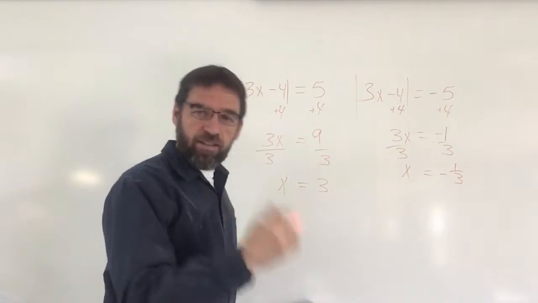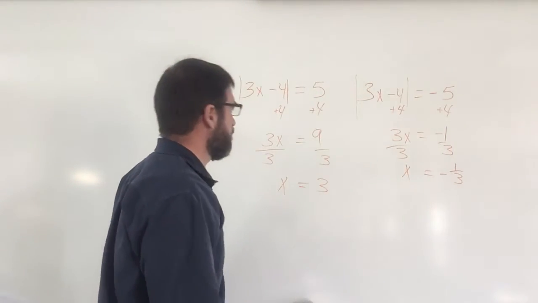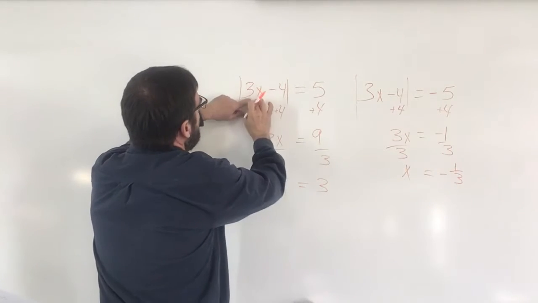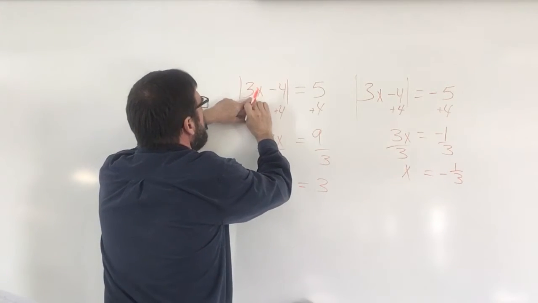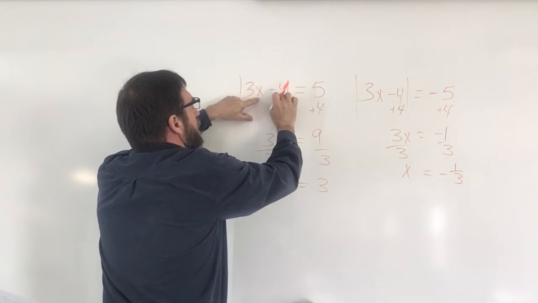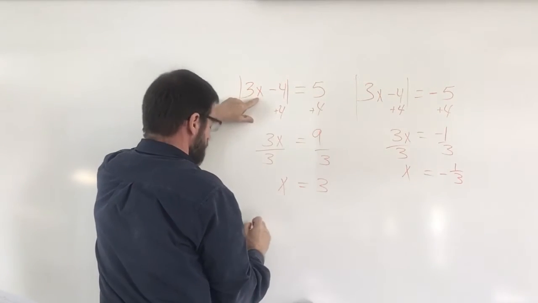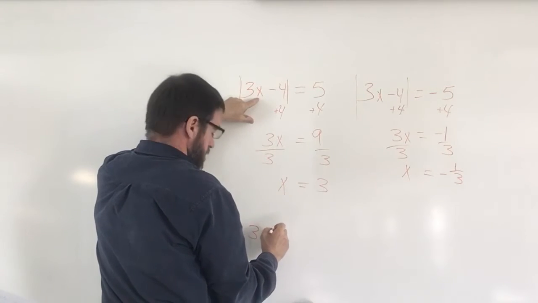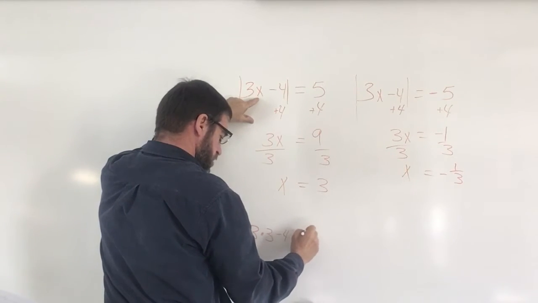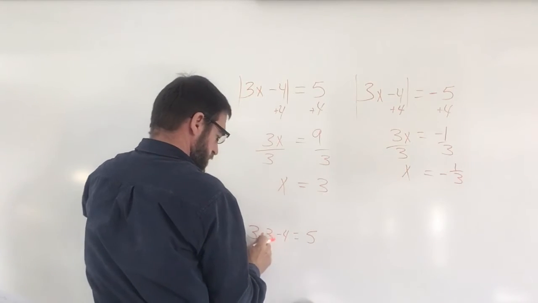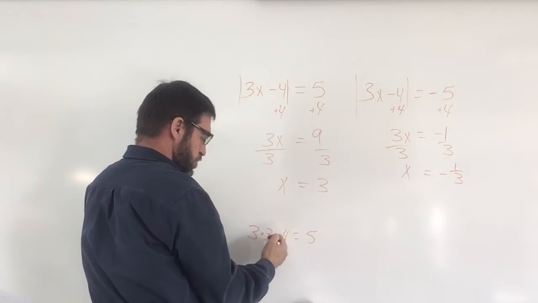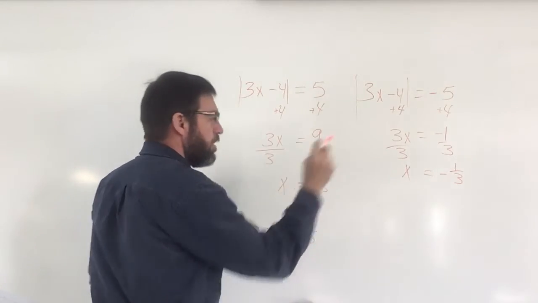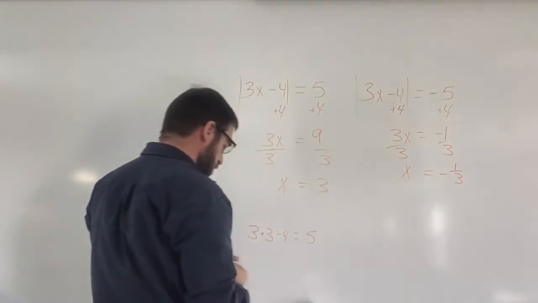Now it says check the answer to see if that's right. So I'm going to do this one right up here. 3 times 3 is 9, subtract 4. Okay, you got this? 3 times 3 - 4 equals 5. Okay, let's just check that out. 3 times 3 is 9, subtract 4 makes you 5. Yes, this one's correct. Okay, let's substitute the -1/3.